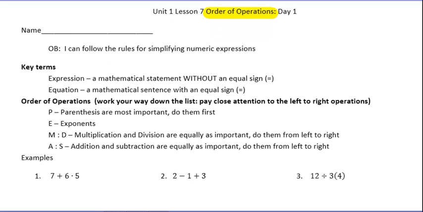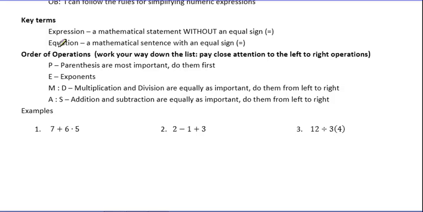Okay, a couple key terms. First of all, expression, again, is a mathematical statement without an equal sign. When it doesn't have an equal sign, these are the ones that we simplify. When we look at the next one, it says equation. That's a mathematical sentence with an equal sign. When we have problems like this, we solve. Make sure you include those two words with your notes as you copy this stuff down, because if you don't have these two things here, you're not getting credit for your homework.